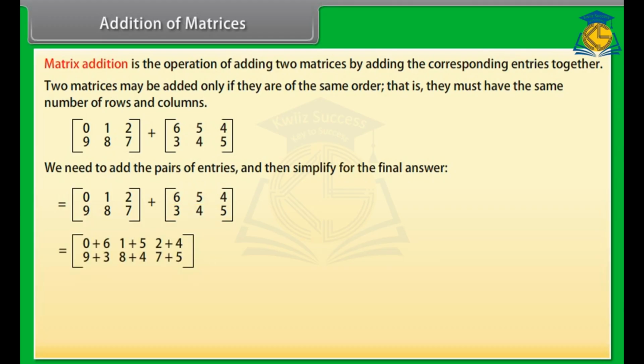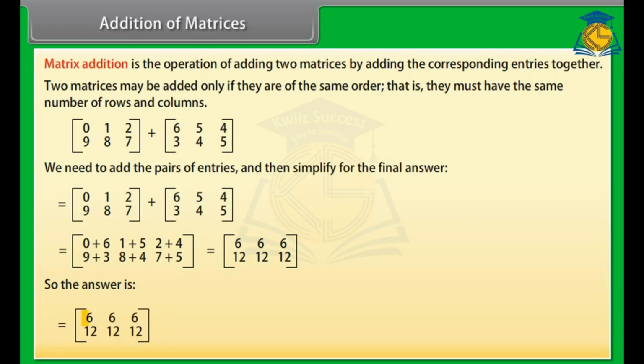Row-wise, first row 0 plus 6, 1 plus 5, 2 plus 4. Second row 9 plus 3, 8 plus 4, 7 plus 5, is equal to row-wise, first row 6, 6, 6, second row 12, 12, 12. So the answer is row-wise, first row 6, 6, 6, second row 12, 12, 12.